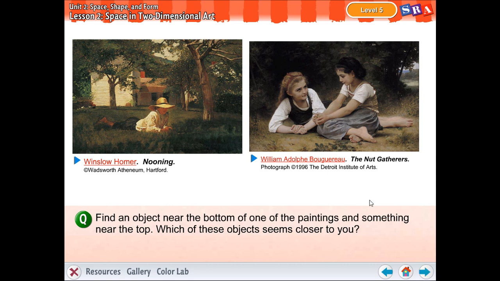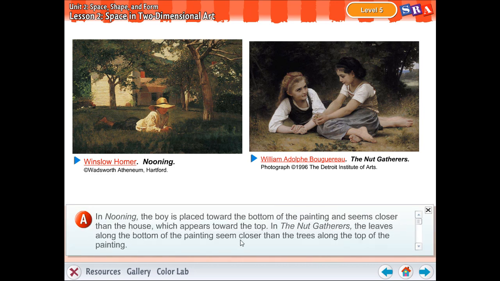Find an object near the bottom of the painting and something near the top. Which of these objects seems closer? Obviously, the boy is at the front, so he seems larger than all the other things. Same thing with this girl. The girl in the front is going to be slightly bigger than the girl in the middle and everything in the background. She's going to be the biggest thing.